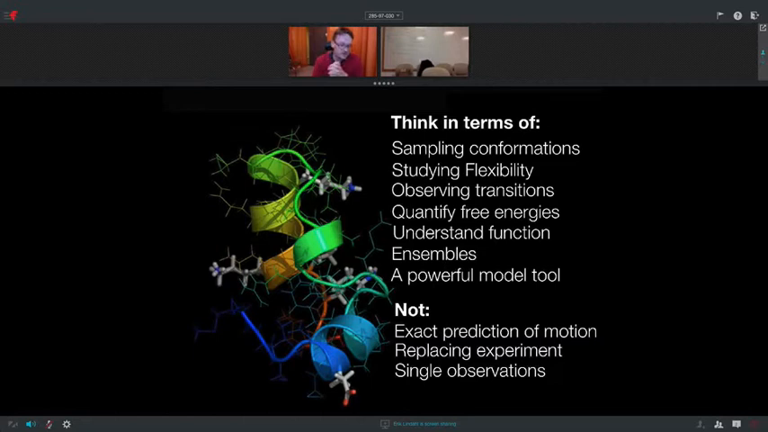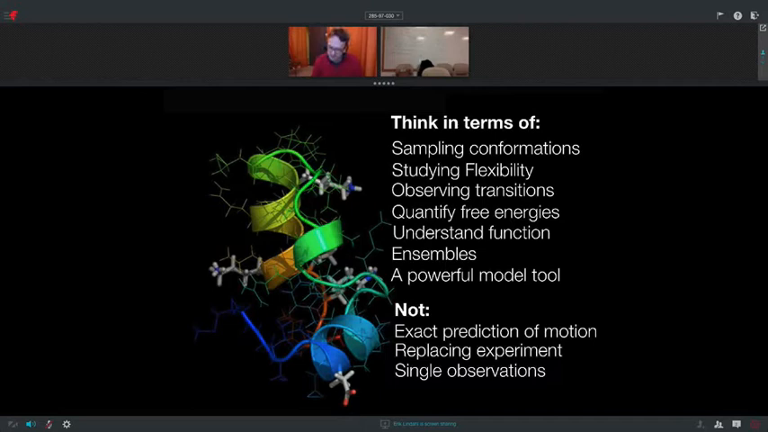Single observations and simulations are completely pointless, because all this is based on statistical mechanics. And if you throw a dice 100 times, I can kind of guarantee you that you're going to get a 6 at least once. If you see something once in a simulation, that's just a statistical fluctuation. And I think coming from an experimental background, some of those things are really the hardest ones to grasp.